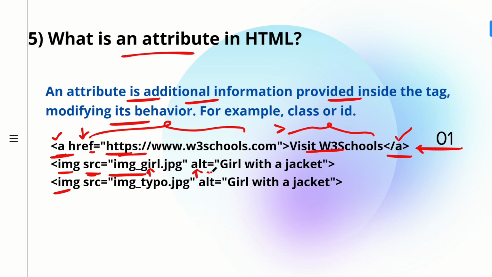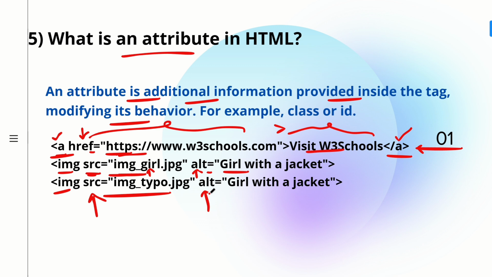And then we have alt. And alt is useful for the accessibility purpose also, that in case our image did not load, our image is not present, then we will show the alternate text, that girl with a jacket. And similarly you can see that src is one of the attributes, and alt is also one of the attributes.